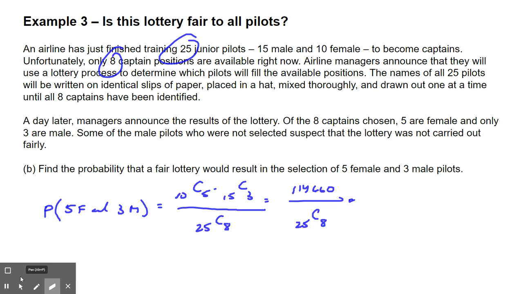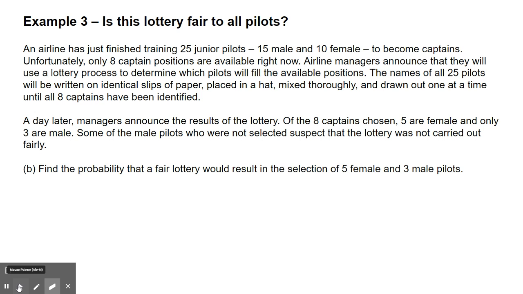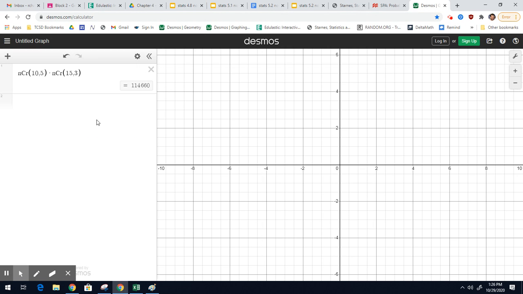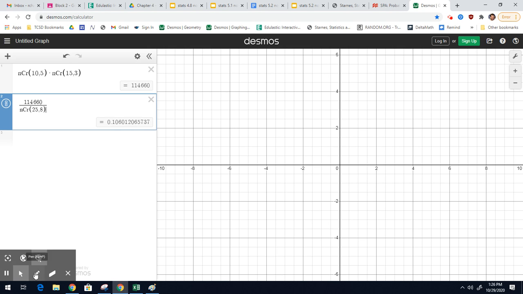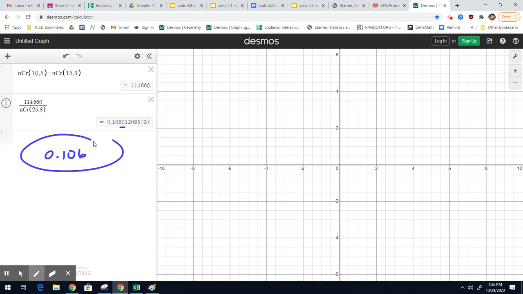Okay, and this is going to be the probability. So we will do 114,660 divided by nCr, 25 choose 8. And there we go. I'll round to 3 decimals, so 0.106. That's your probability. This is my answer to part B.